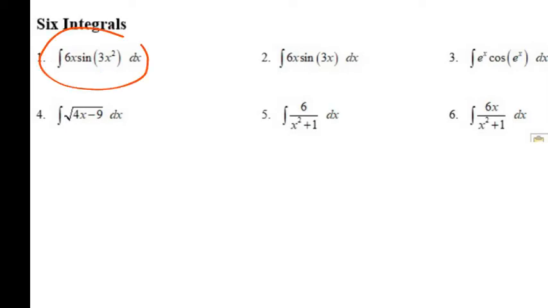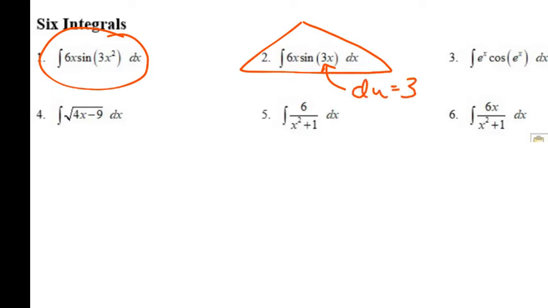Now, the rule of thumb is if you can't use substitution, then it's going to be parts. And that's what's happening with this second one here. It's going to be a parts problem because we can't use substitution. And the reason we can't use substitution is because if we let the inside equal 3x, the derivative of that is going to only equal 3, and that is not going to cancel with this 6x. So the rule of thumb is if you can't use substitution, then you use parts.